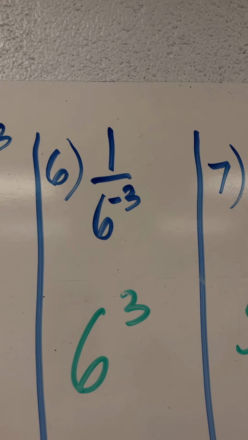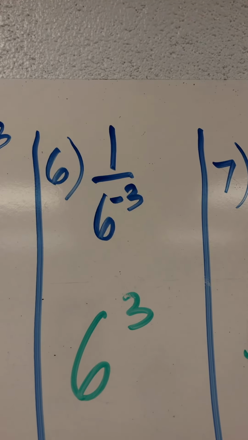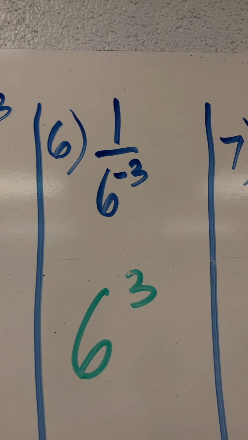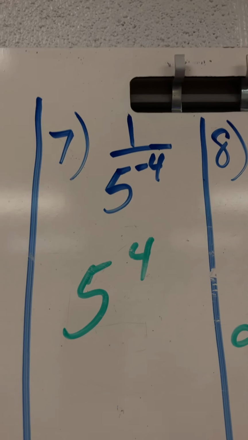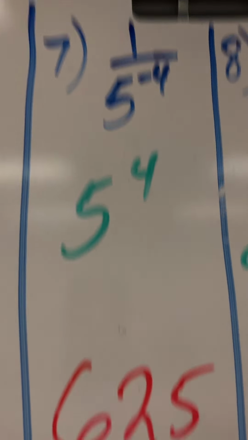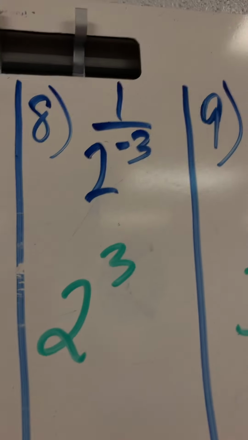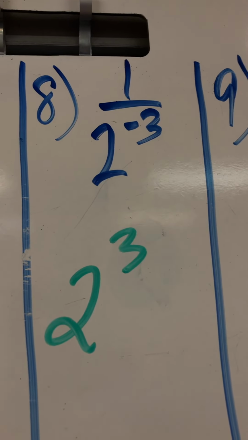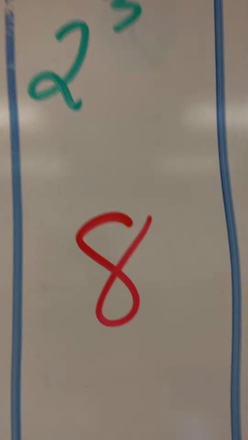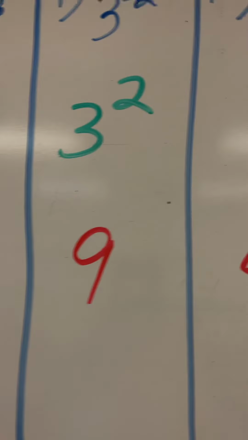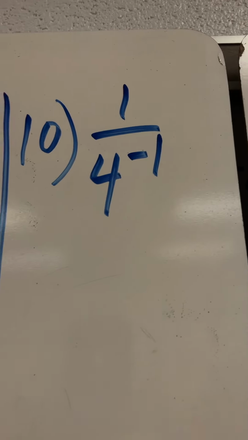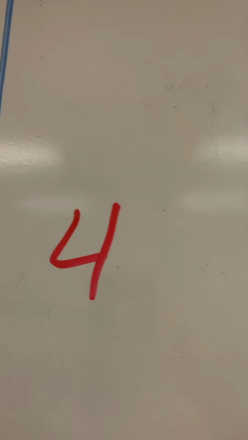1 over 6 to the negative 3rd means you move from the bottom to the top. Just 6 to the 3rd. 1 over 5 to the negative 4th, just move it to the top, 5 to the 4th. 2 to the negative 3rd on the bottom is just 2 to the 3rd. 3 to the negative 2nd on the bottom is 3 to the 2nd. 4 to the negative 1 on the bottom, that's just 4, right?